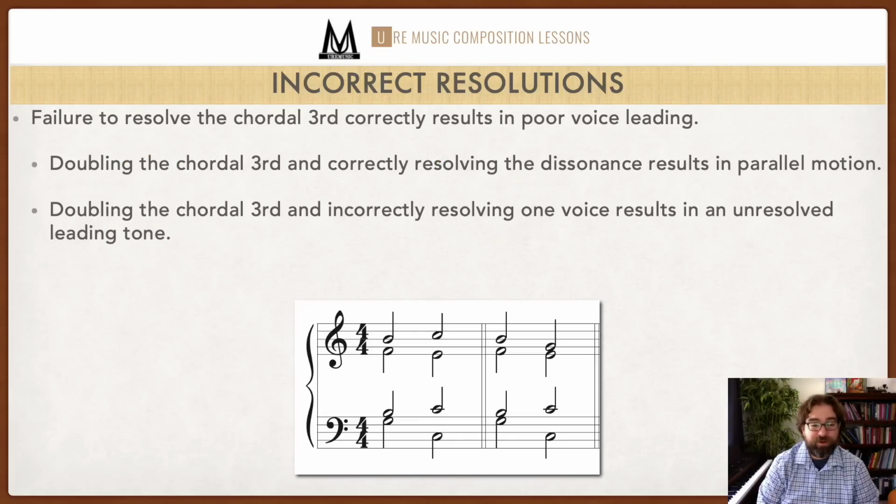So some incorrect resolutions. If we don't resolve the chordal 3rd correctly, it results in poor voice leading. So in this first example, we've got the 3rd, the leading tone, here in the tenor and here in the soprano. And notice that it's resolving correctly. The B is going up to a C, and the other B is also going up to a C. So what could be the problem with this progression? The leading tone's resolving correctly.